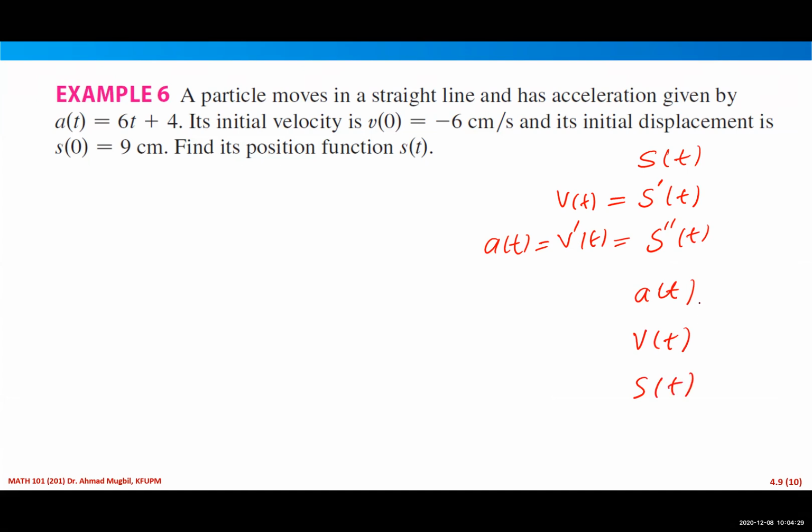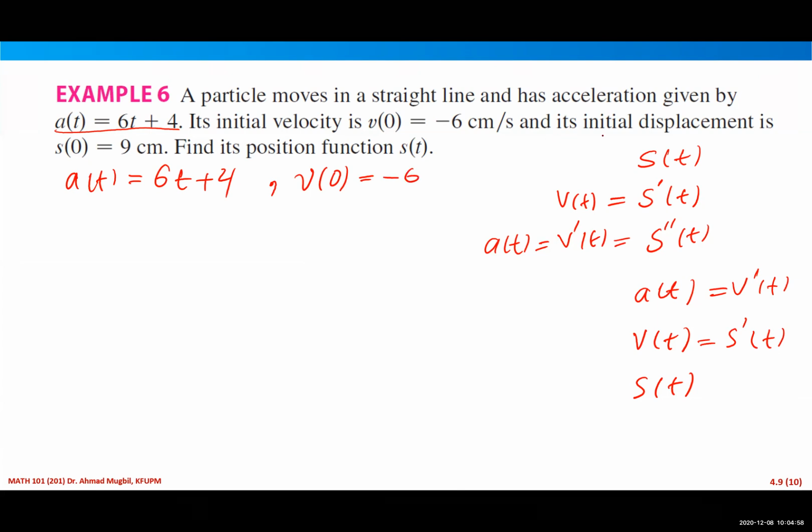In this case, you should recall that the acceleration is the derivative of the velocity, and the velocity is the derivative of the position function. So this is what we are going to do here. What do we have? We have the acceleration. So this is what is given: a of t equals 6t plus 4. And I know that the initial velocity, v at 0, is negative 6 centimeters per second, and the initial displacement, s at 0, is 9 centimeters. Don't worry about the units.